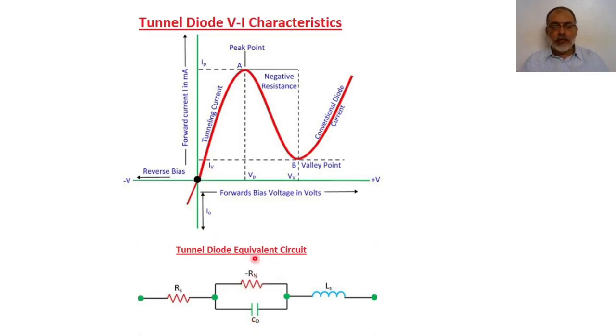So we have a negative resistance in parallel with a capacitor, in addition to a series inductance. This series inductance is also due to the leads of the tunnel diode. So this is the complete equivalent circuit of the tunnel diode, and the dominant term of this equivalent circuit is a negative resistance in this case.